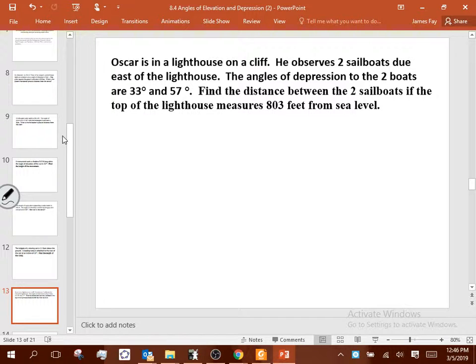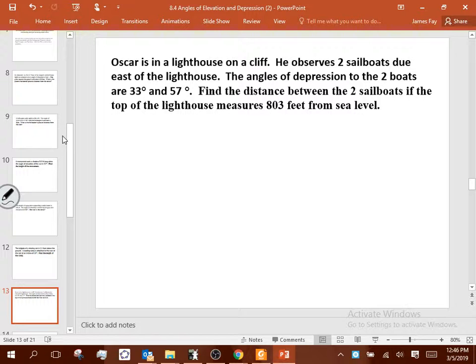All right, so Oscar's in the lighthouse. Okay, he observes 2 sailboats due east of the lighthouse. It says the angles of depression to the 2 sailboats are 33 degrees and 57 degrees. So find the distance between the 2 sailboats if the top of the lighthouse measures 803 feet from sea level.